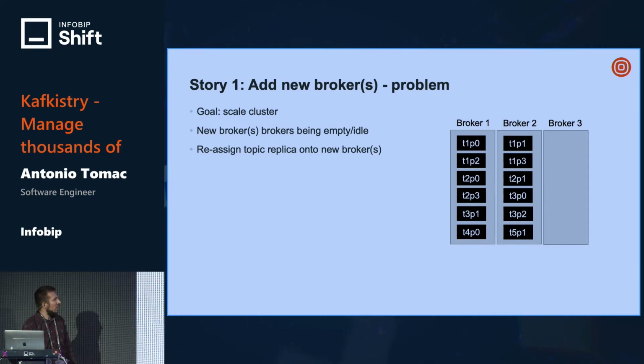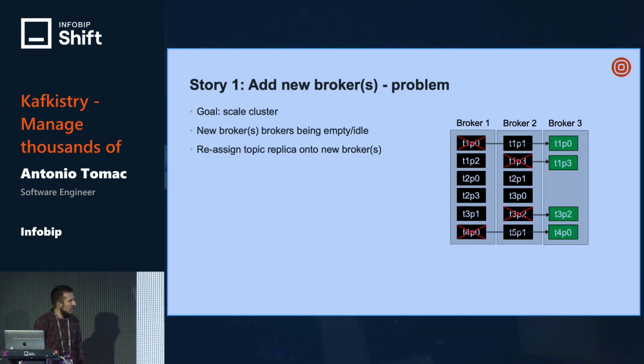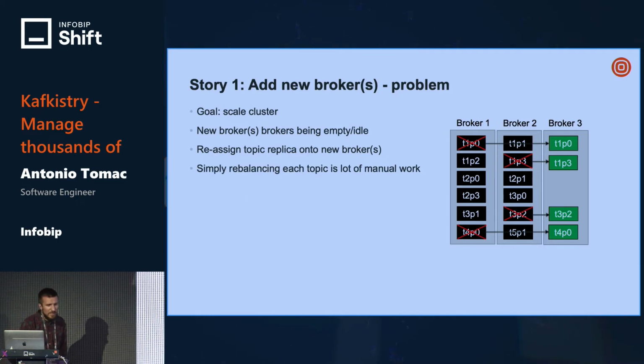If you want to get it into a working state, we would need to reassign existing topic partitions in order to rebalance partitions across the new broker. And a rebalance could look something like this. In this example, it looks quite simple, but when you have a lot of topics, each of them having a lot of partitions, it's a lot of manual work doing the reassignment of topics one by one. Fortunately, we have Kafkistry that can generate all the reassignments for us.